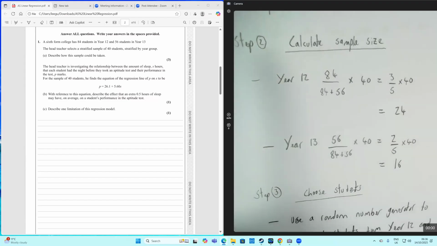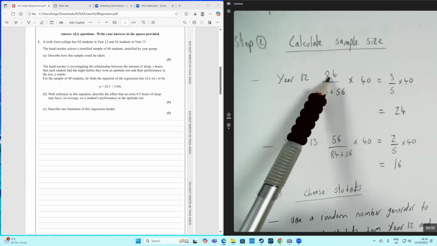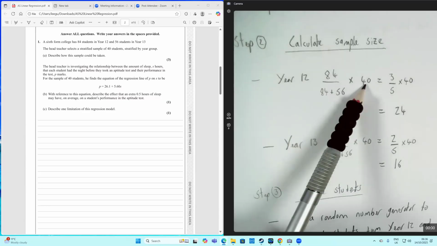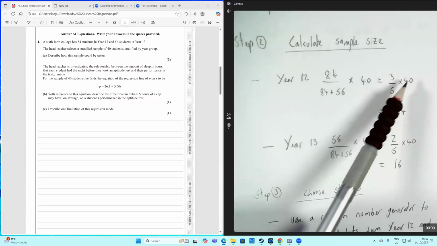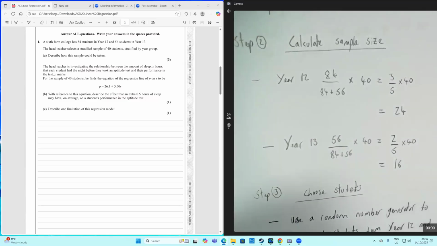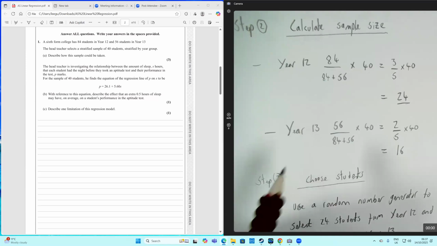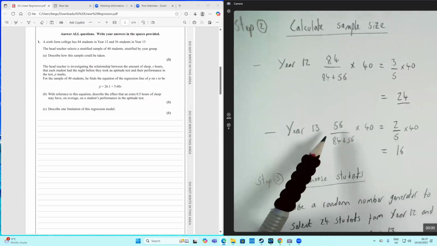And the way we do that is we're going to have the 84 year 12 students divided by the total number of students times 40, because we want a sample of size 40. And that's 3/5 times 40, which is 24 students from year 12. We could just say then that we just need to do 40 take away 24 from year 13, but let's calculate it just to make sure that we're showing our working.